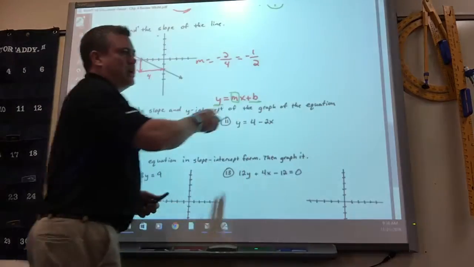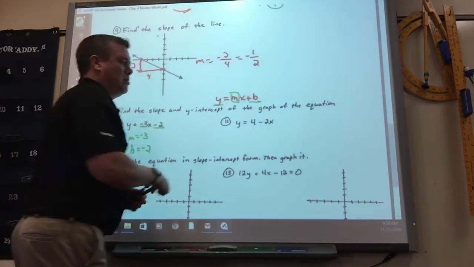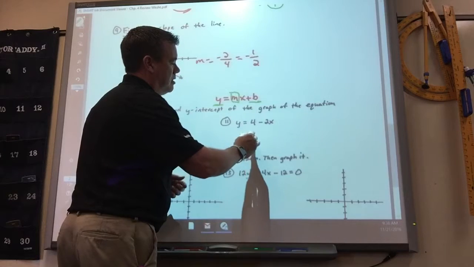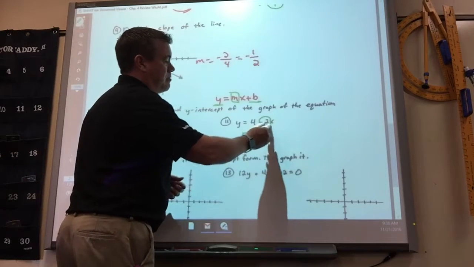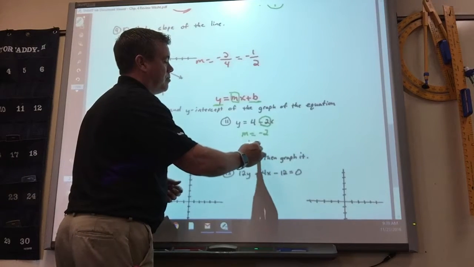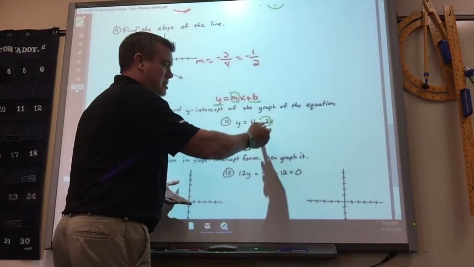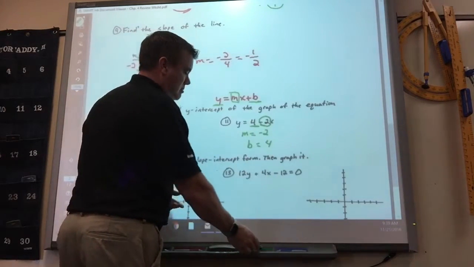This one, it isn't really written in the right form, but it's still y by itself. The slope is the number in front of the x, negative 2. B is the number on the same side as the x, so it's just 4.